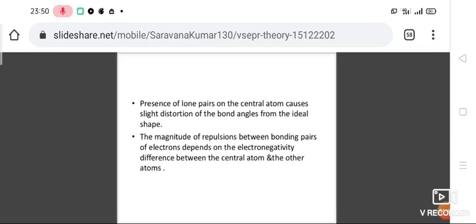Presence of lone pair on the central atom causes slight distortions of bond angle from the ideal shape. So the magnitude of repulsion between bonding pair of electrons depends on the electronegativity differences between the central atom and the other atom.